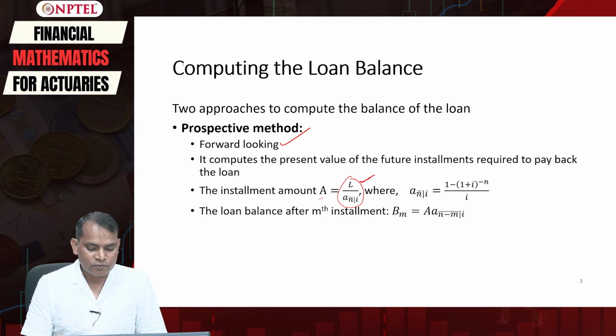And the loan balance after the mth installment payment, denoted as B_m, is therefore equal to A multiplied by a angle n minus m at i. This is what we have already learned.